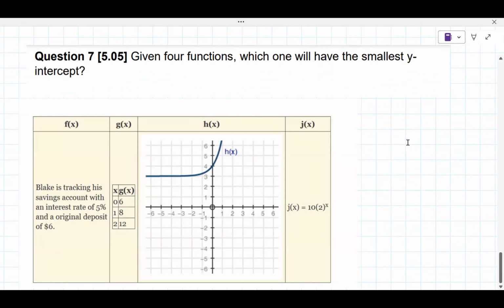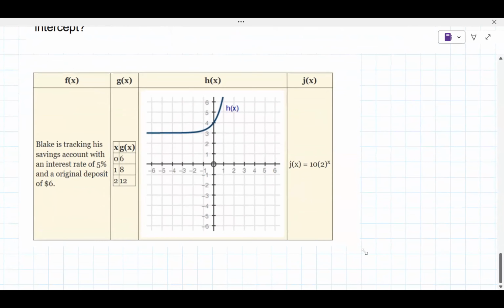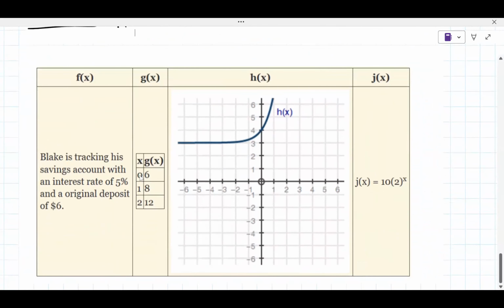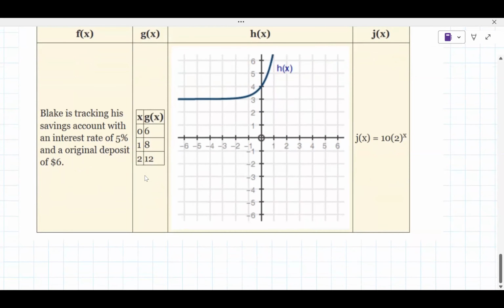Well, the y-intercept is when x equals 0. Some of them are very easy to figure out. Like the table, when x is 0, y is 6. In the middle one here, when x is 0, y is 4. Now for the one on the right, you have to put 0 in for x. That's where your calculator is going to come in handy here.